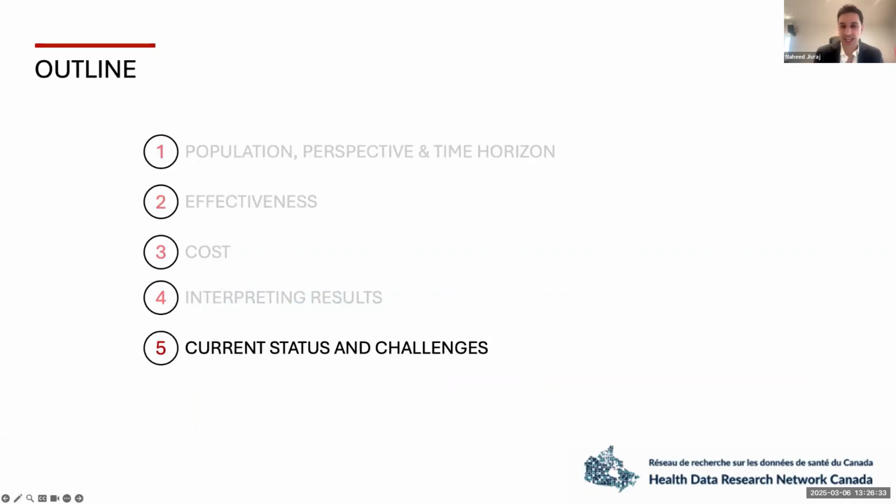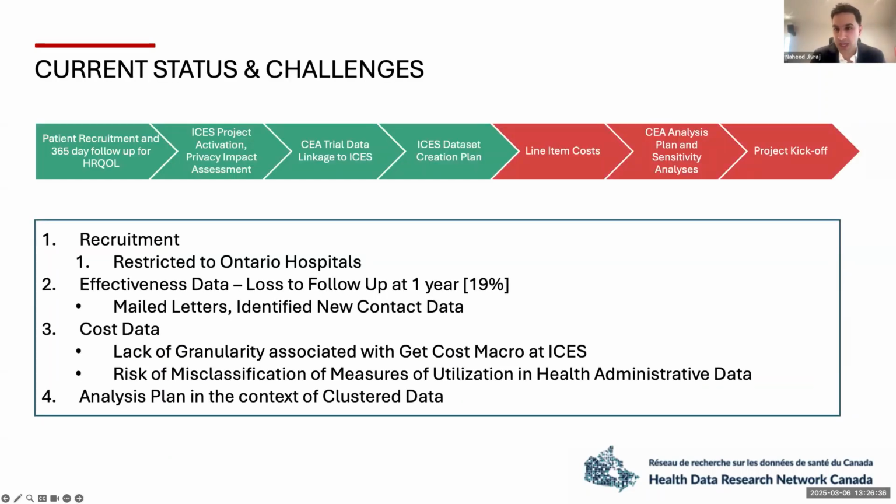In terms of our current status, we've finished patient recruitment and followed patients for 365 days from an effectiveness standpoint. We've activated our project at ICES, and we've linked the trial data at ICES. We've drafted a dataset creation plan. In terms of next steps, we are working on identifying line item costs, or what the various line items cost at the two centers. We're working on a statistical analysis plan before we see the data, and then we'll kick off our meeting at ICES.